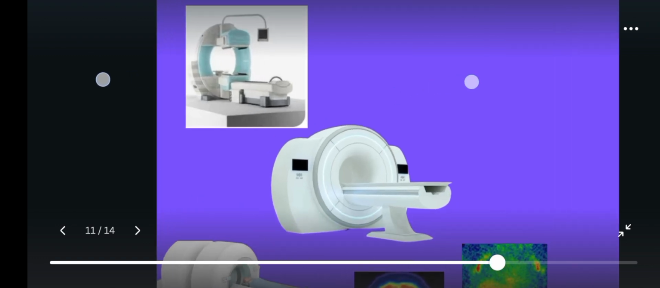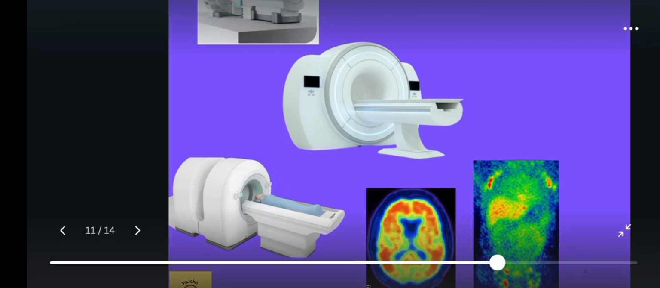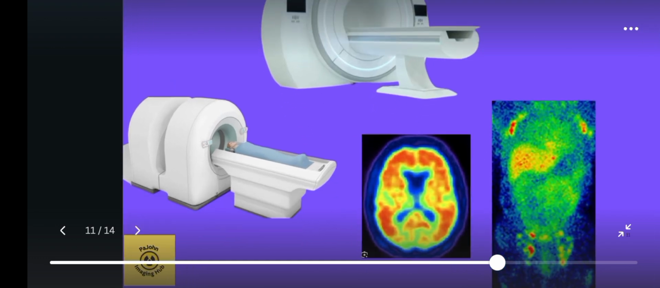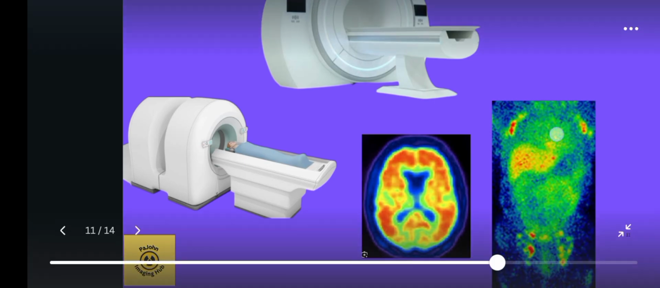There are three machines here used in nuclear medicine. This is gamma camera. This one is SPECT. This one is PET scan. These are the kind of images we obtain in nuclear medicine. This is a map of the brain, and this is a map of the body.